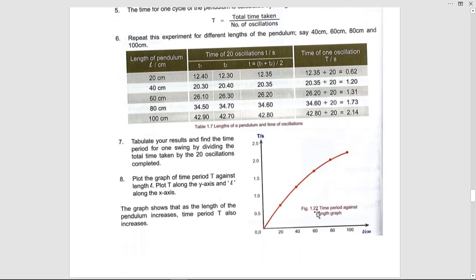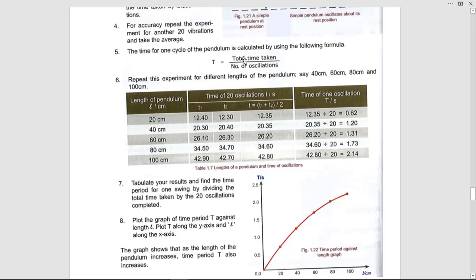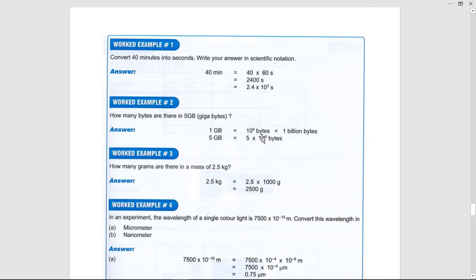If you want to draw this in graph form, for example, this is the length and this is the time period, so you can see they are directly proportional to each other. Got it? You can see different readings were taken here, and as the length is increasing, the time period is increasing. But the main thing is this formula. Whenever you are going to find the time period for one oscillation, you have to follow this procedure.